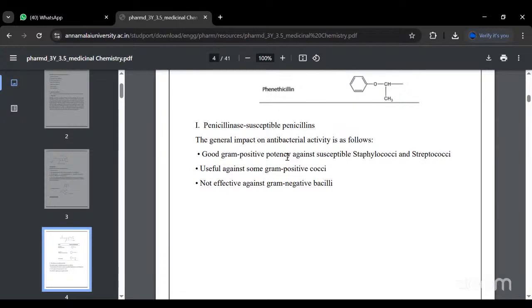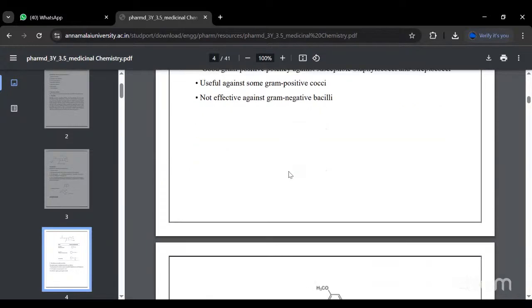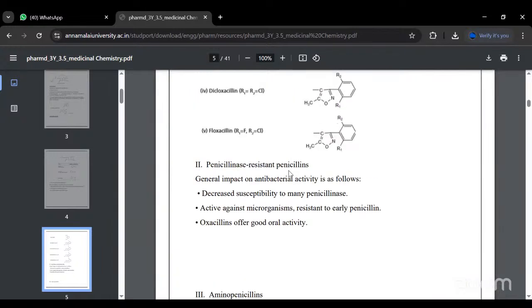Non-effective against gram-negative bacilli. Second one, penicillinase-resistant penicillin. General impact on antibacterial activity is as follows.